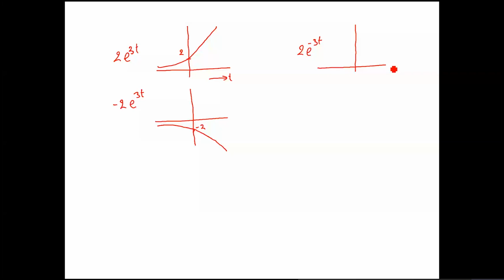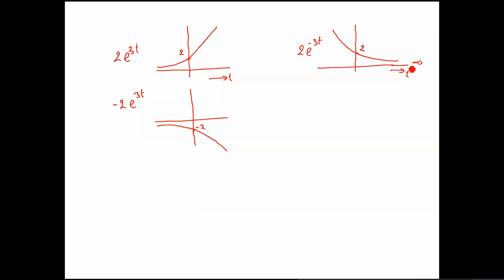This will be an exponentially decaying signal, and this intercept again will be 2. And interestingly, this never touches 0. An exponential signal actually here never touches 0 and goes all the way to infinity.